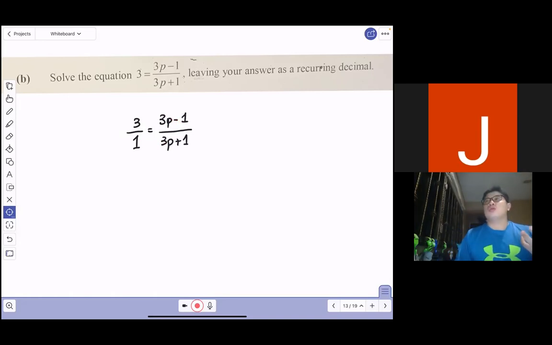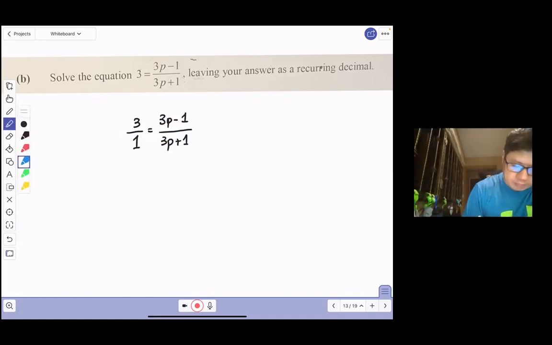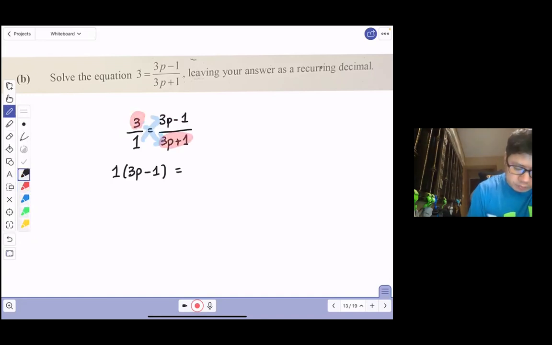I try to cross multiply. So on my left-hand side, I have 1 multiplied to 3p minus 1. On the right-hand side, I have 3 multiplied to 3p plus 1. So that is 3 multiplied to 3p plus 1.